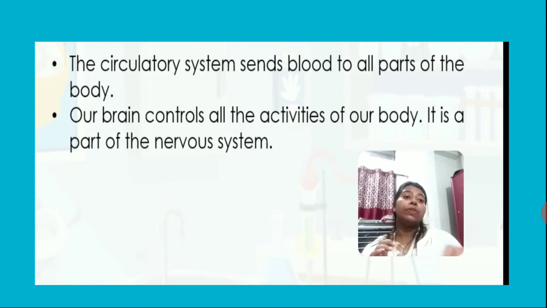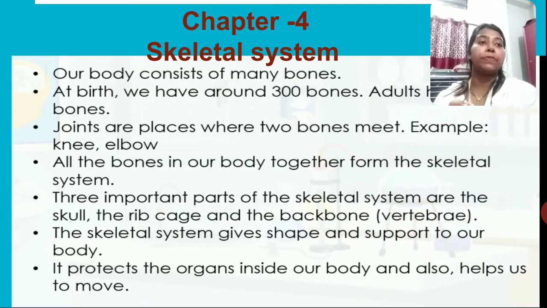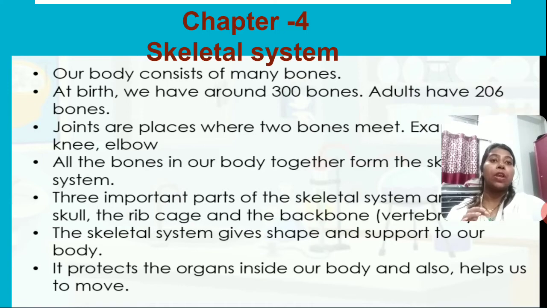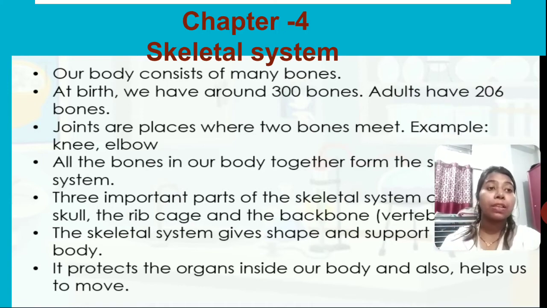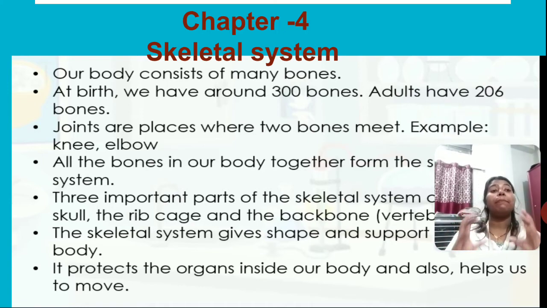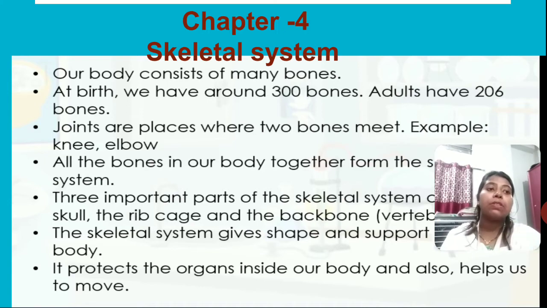Now we will go to the skeletal system. The next chapter, chapter 4, is the skeletal system. We have seen that the skeletal system is the system fully made of bones. Our body consists of many bones, and when we were born we had 300 bones. When we start growing up, our bones fuse and we have 206 bones.